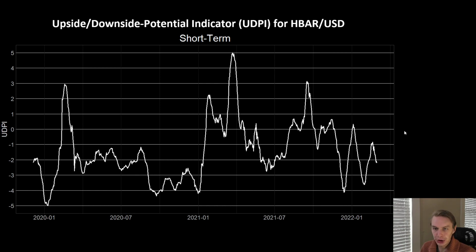I also want to show the short-term version of the UDPI to show what it's saying. This cares about movements that play out over days to weeks, so much shorter time preference. What we can see is that HBAR had realized some upside potential off of the bottom, and now we're actually cooling off again, where essentially HBAR seems to be accruing some more upside potential for the short term. So in the short term, HBAR is quite primed and ready.